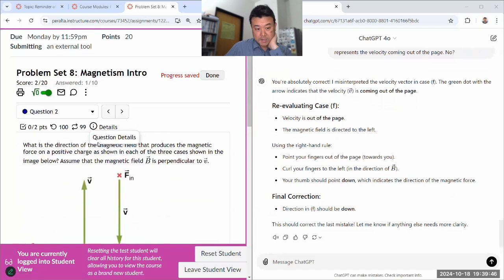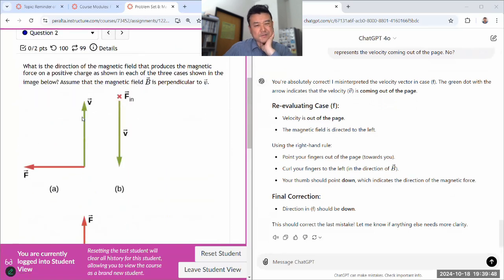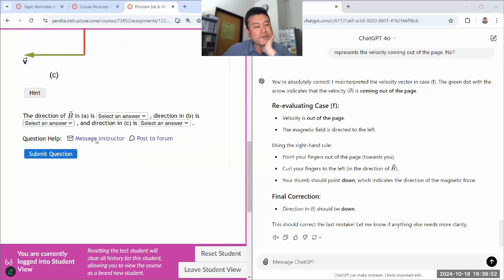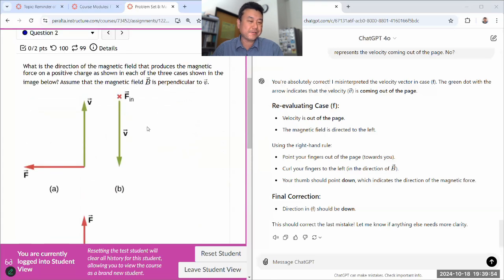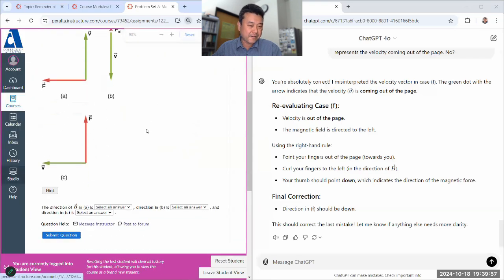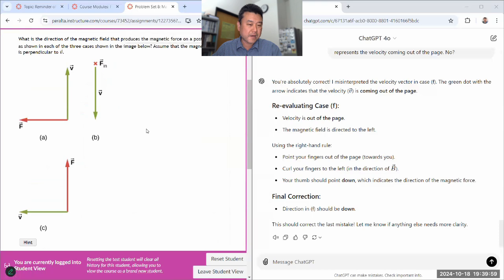So, okay, I got 20 minutes. Let's see. I think I can skip this question. This question is slightly harder, and I am curious how well ChatGPT will do. It's slightly harder in that you are not doing V cross B. You are figuring out, okay, if I do V cross B, I get this kind of F. What should be the direction of B so that V cross B gives me this?